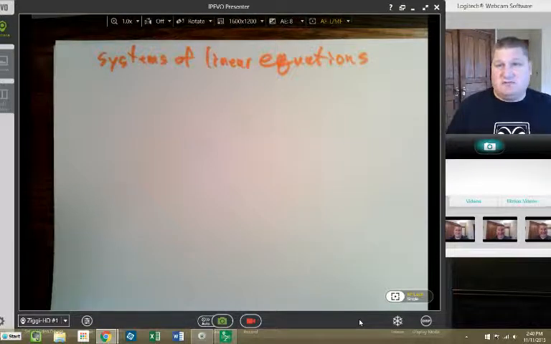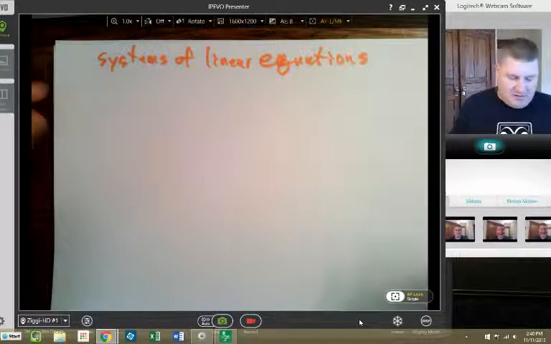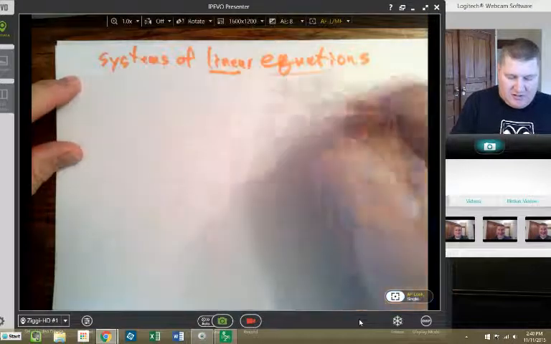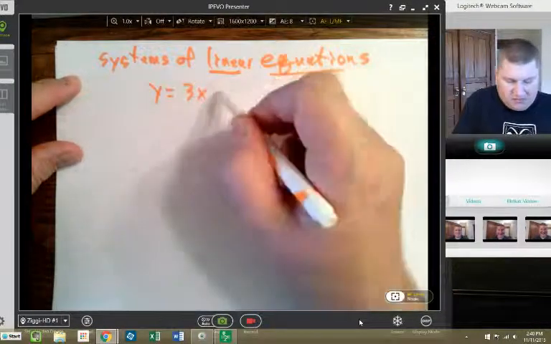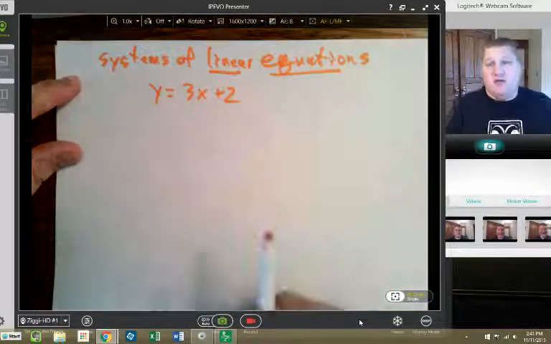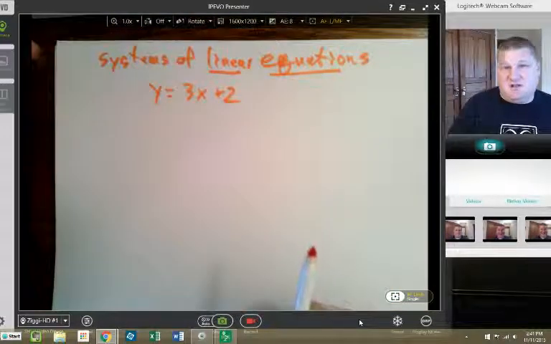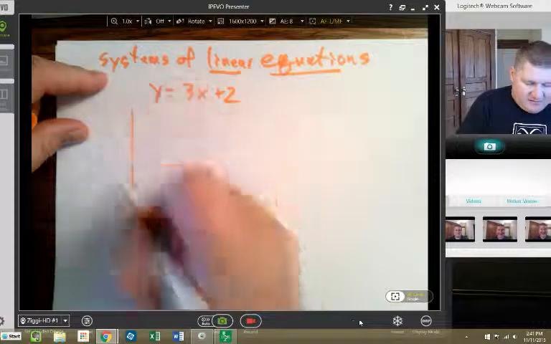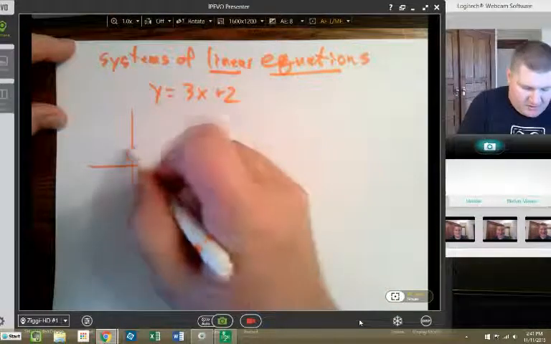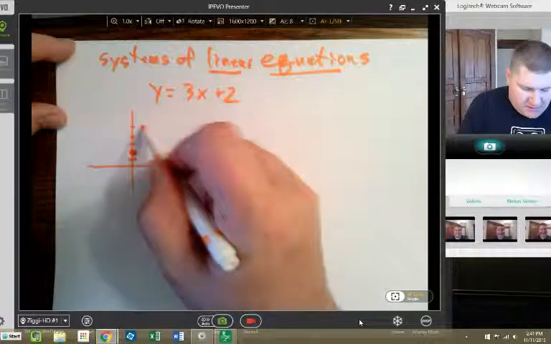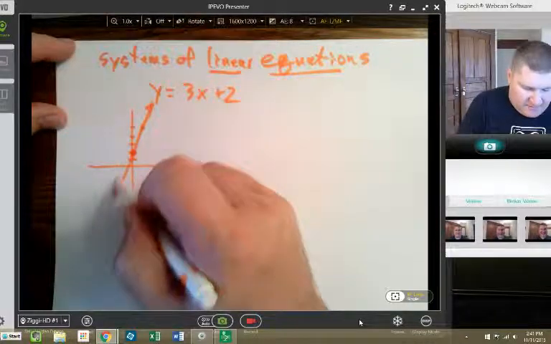Okay, ladies and gentlemen, let's talk about systems of linear equations. Now remember, a linear equation is the equation of a straight line. So if I have y equals 3x plus 2, that would be the equation of a straight line, okay? And if I were to take that equation and put it on the graph, I go 1, 2, and then I put a point, I go 1, 2, 3, 1. I can draw that line right up on here.